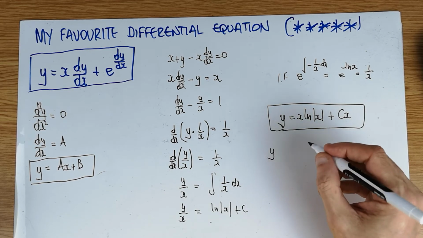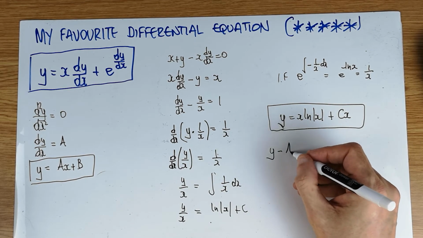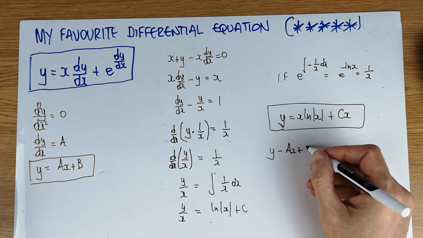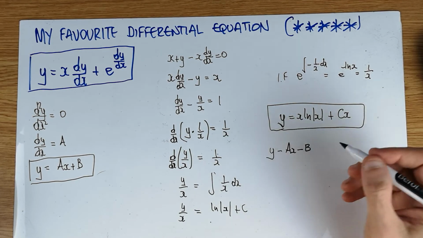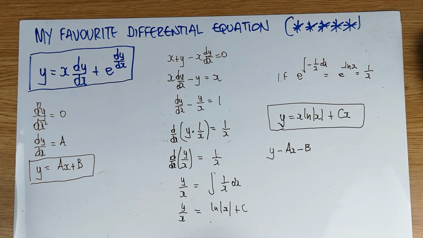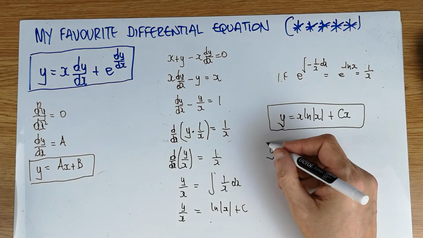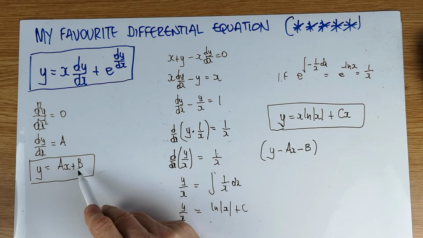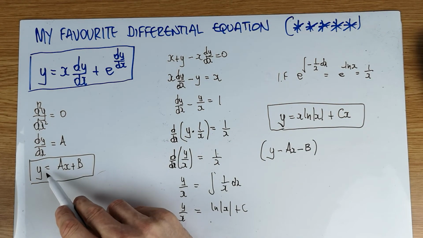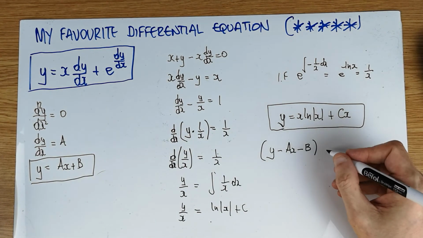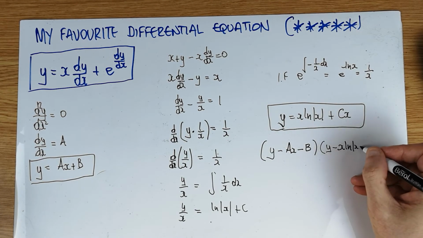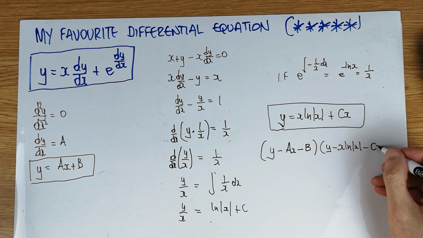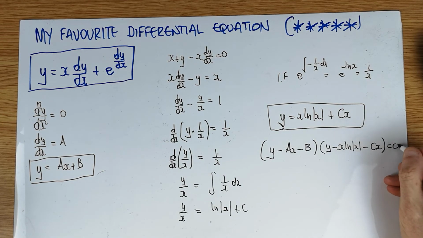Y minus ax plus b. There's no plus b. Could call it minus, but it hardly matters. I'm doing it like this so you can actually see. So I'm looking at this. So I move all things to the left, and then the same thing. Y minus x log x minus cx is equal to 0.